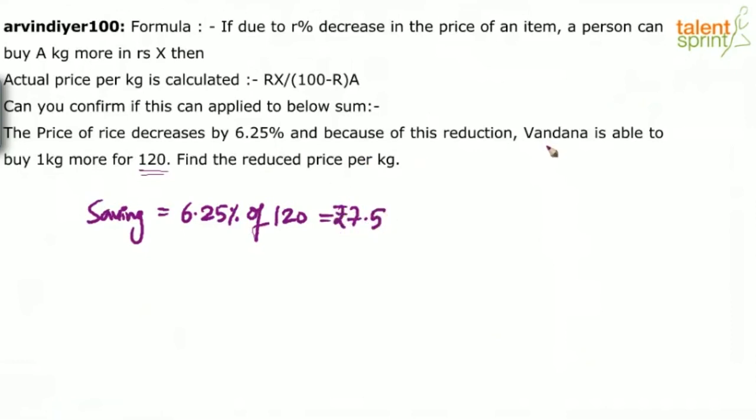But what did Vandana do? Vandana, instead of saving 7.5 rupees, bought 1 kg more. So I can say 7.5 rupees per kg. This is the new price, right? What is he asking us to find out? Find the reduced price per kg. So the new price, 7.5, is the answer.